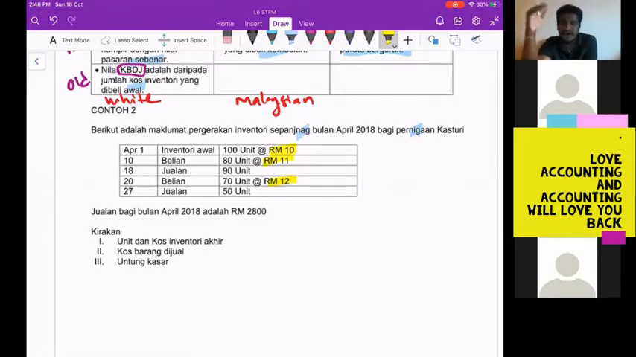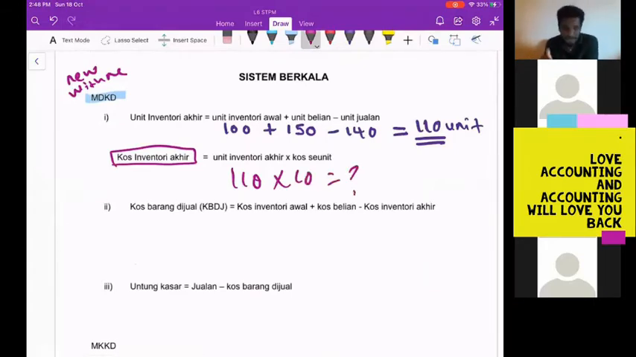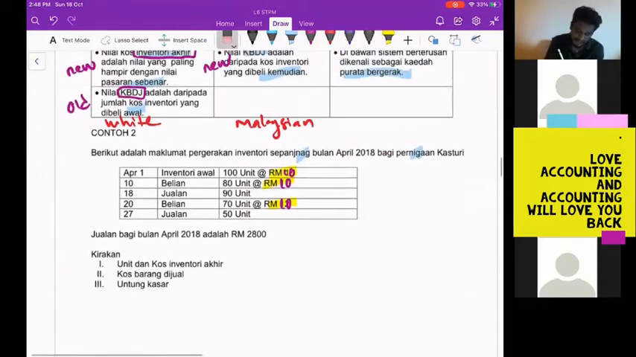different. Okay, if all this same, if this one 10, this one 10, this also 10, I have no issue. I straight away take 110 times with 10, I get my answer. Perfect, no problem. But the problem now is the cost is different. Each inventory is different. One is 10, one is 11, one is 12.